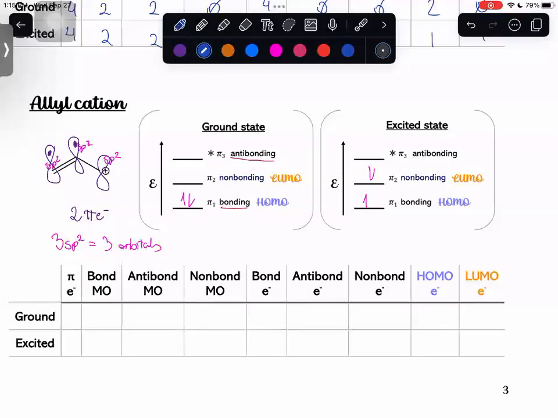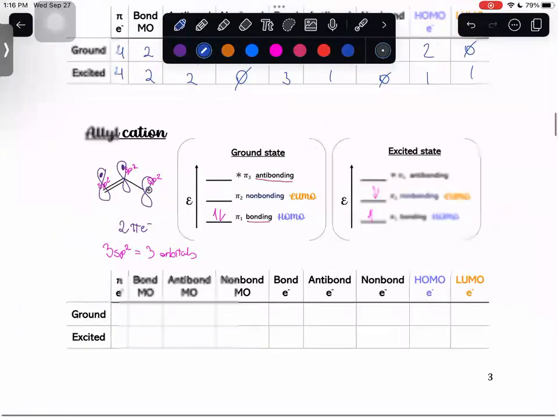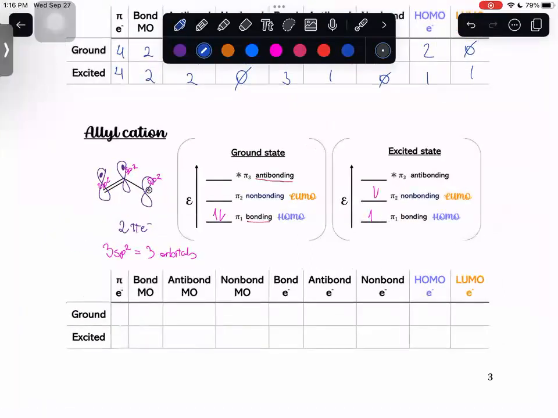It's not because we have 2 pi electrons. Remember, the number of anti-bonding orbitals and the number of bonding orbitals have to equal each other. Okay, so far, questions on the cation? So far, so good. Okay, let's see what's gonna happen with a carbon ion.